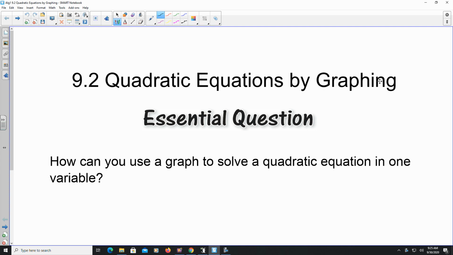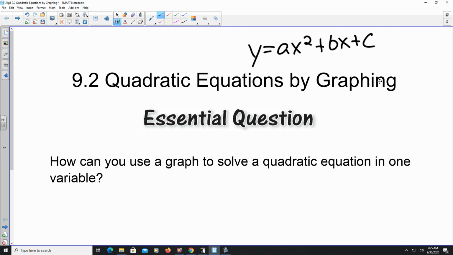So, in chapter 8, we looked at graphing quadratic equations. All quadratic equations are in the general form y equals ax squared plus bx plus c.